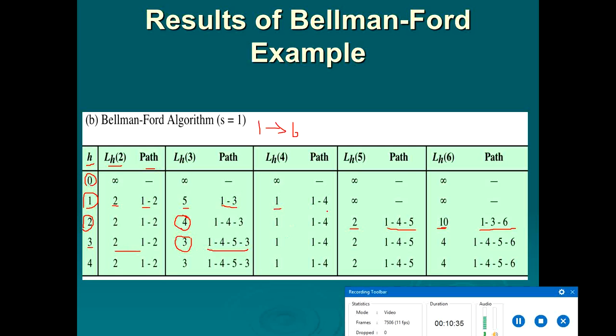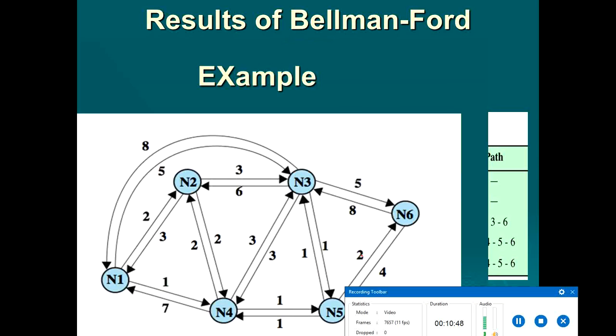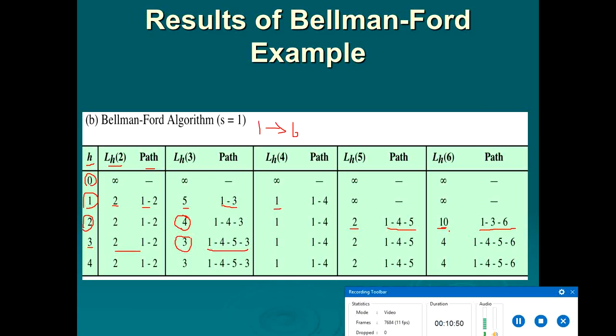Similarly, now node 5 says that I can reach node 6 at a cost of 2. And we know that the cost of reaching node 5 is 2. So 2 plus 2 is 4. But we had the cost of reaching node 6 from node 3, it was 10. So what we do? We update it and we make it 4, and we change the path also, and the path becomes 1, 4, 5 and 6, because the path to reach node number 5 is 1, 4 and 5. So we update the path also.